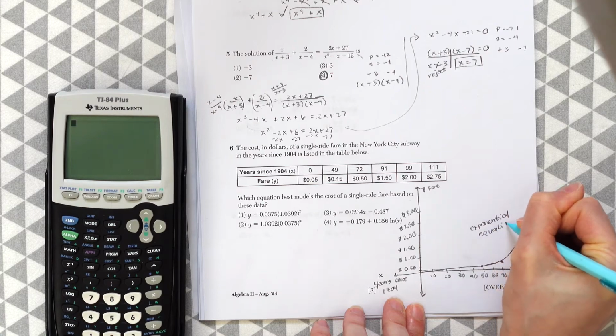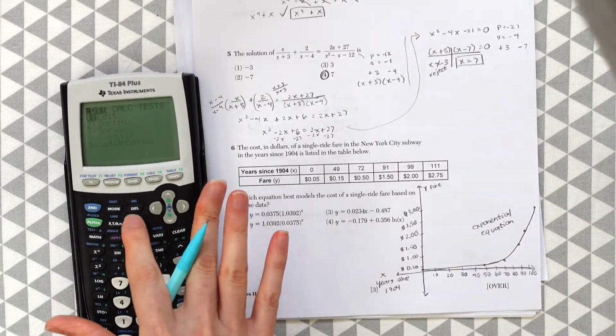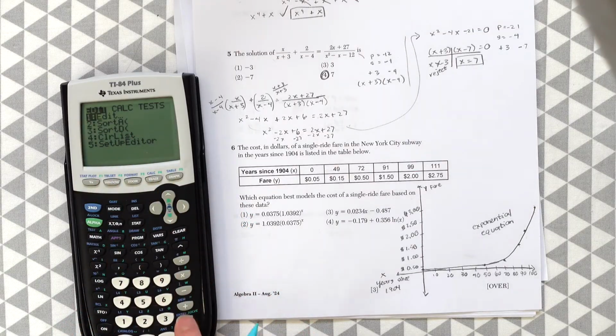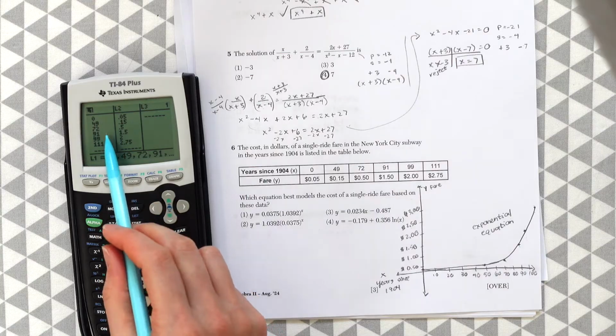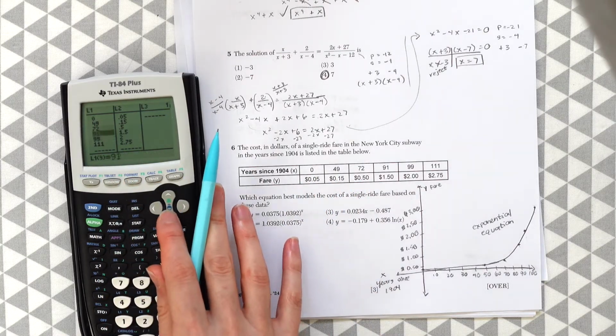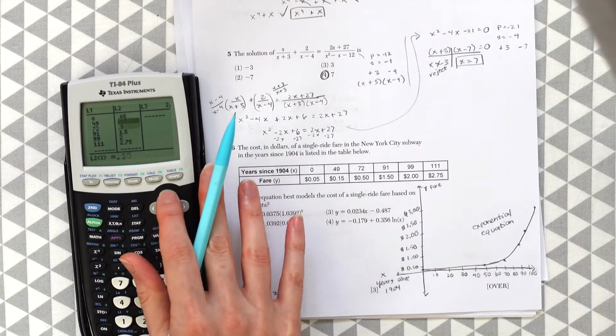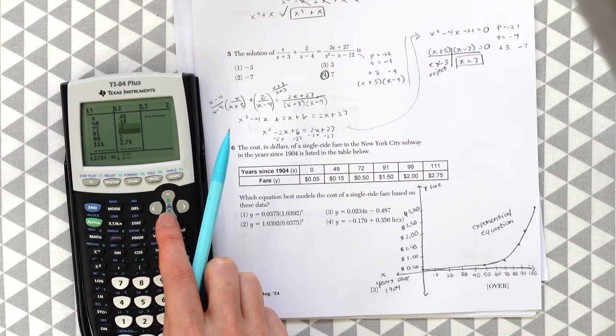So now that we know what kind of equation to look for, let's plug in our data points. So we're going to go to Stat, Edit, and I already plugged them in here. So for all the x values in L1, we have 0, 49, 72, 91, 99, 111, and then for the y values, I plugged in 0.05, 0.15, 0.5, 1.5, 2, and 2.75.